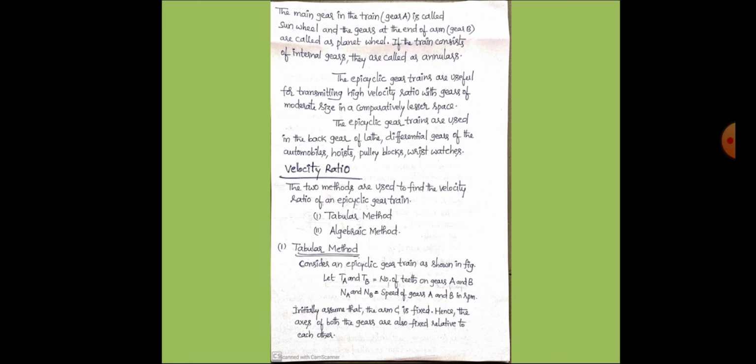Similarly, NA and NB are the speeds of gears A and B in so many revolutions per minute. After considering this, because other than the arm C, in a simple epicyclic gear train, there are two gears having a certain number of teeth and they rotate with a certain speed. Therefore, TA and TB are the number of teeth on gears A and B, and NA and NB are the speeds of the gears A and B in revolutions per minute.